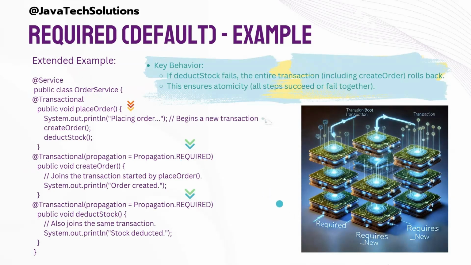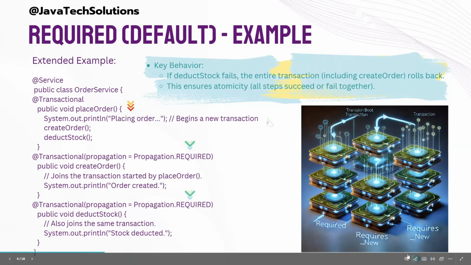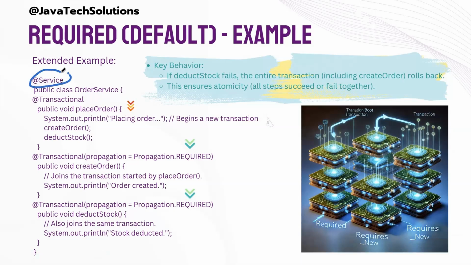So if you see, this is one service. This particular class is annotated with the @Service annotation, right? And this placeOrder method is annotated with the @Transactional annotation, right? This is the transactional annotated method. Here no propagation type is specified, so the default one will be REQUIRED. From this placeOrder method we have called two methods. One is createOrder, and another one is deductStock.